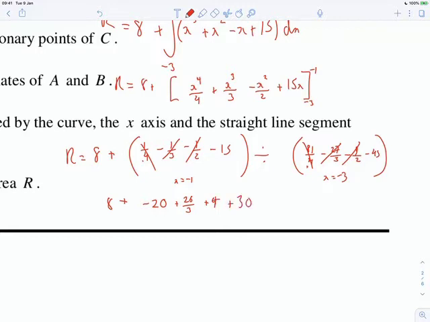That was a 4. Okay, so what have we got here? We've got 8 plus 30 plus 4, so that's 42, minus 20 is 22, so it's going to be 22 plus 26 over 3. 22 is 66 over 3, plus 26 over 3. 66 plus 26 is 92, so it's going to be 92 over 3. Yeah, just leave it as that, 92 over 3 units squared. 90 over 3 is 30, so if you want to write it as 30 and 2/3, it's completely up to you.